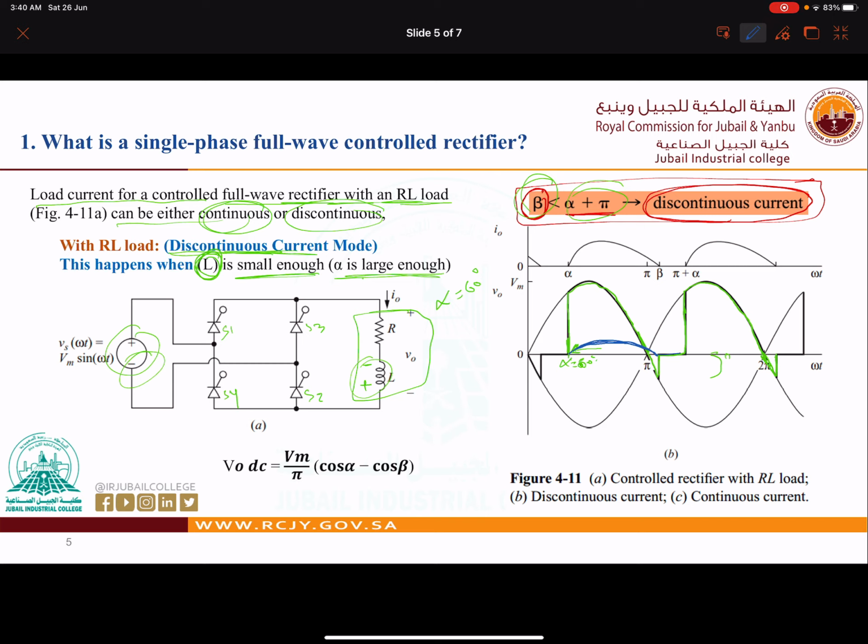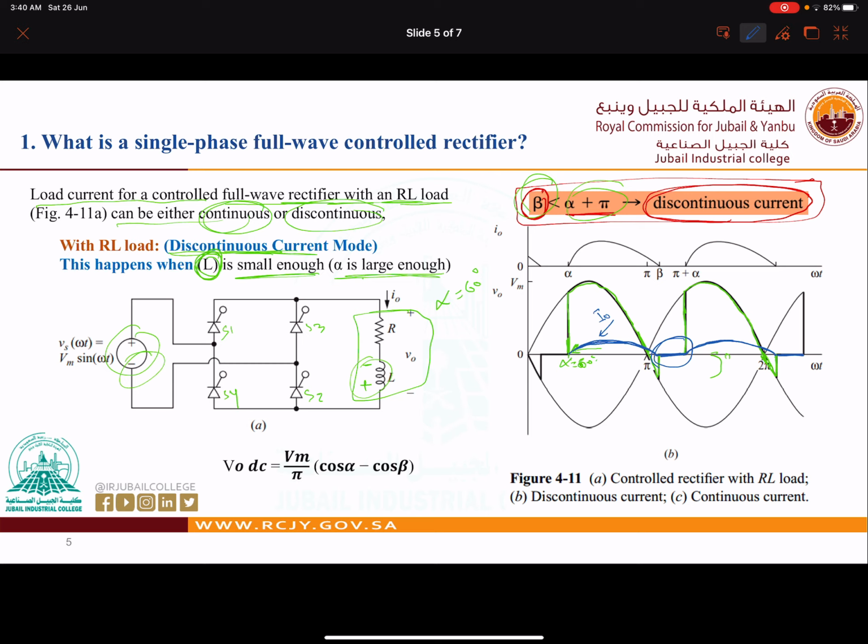And then it will go from 0, and then it will charge again and discharge, and it will go to 0, right? So this is our I out. So can you see here, Shabab, in this point? The current goes to 0. And this is called discontinuous current mode.